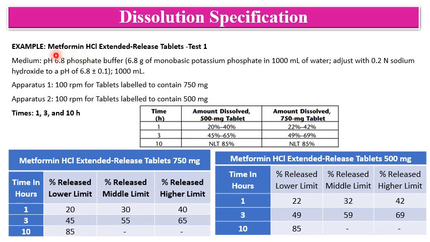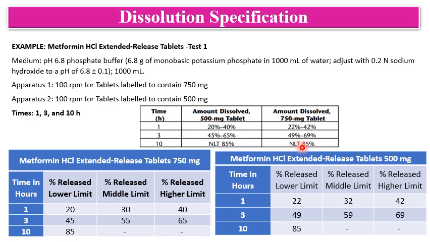Now we will see the example of metformin SCL extended release tablets. Test 1 of the dissolution test of the USP monograph. So here 1, 3 and 10 hour profile is included with 500 mg and 750 mg tablets. So you can go through this. There is a window of 20 to 40%. That means target is 30%, and to reach 30%, there is a limit of plus minus 10%. Then at 3 hours, the limit is 45 to 65%. This window is 20% and the center point is 55%. Then for 10 hours, it is not less than 85%.